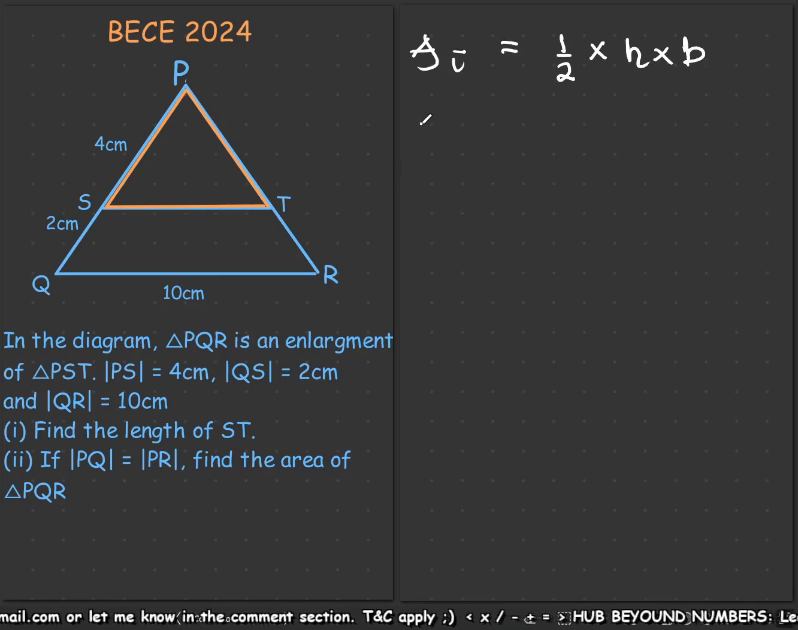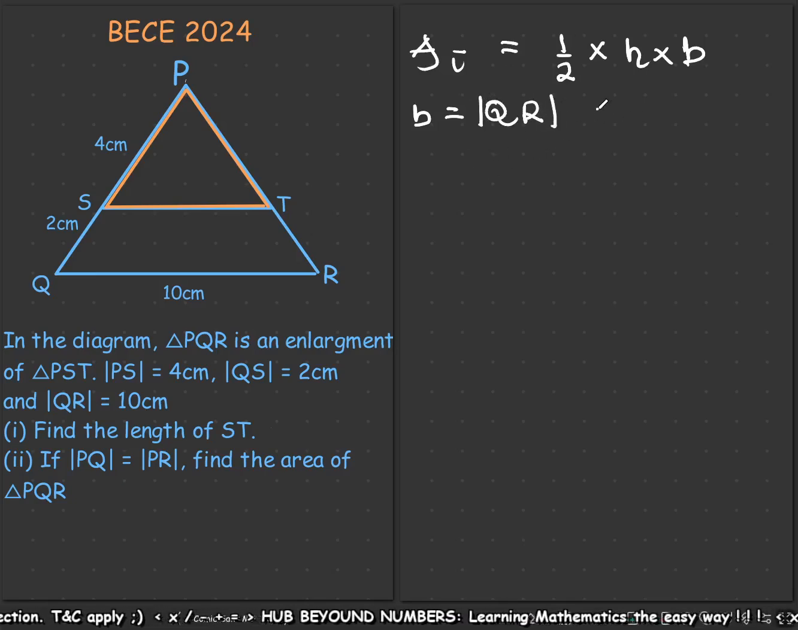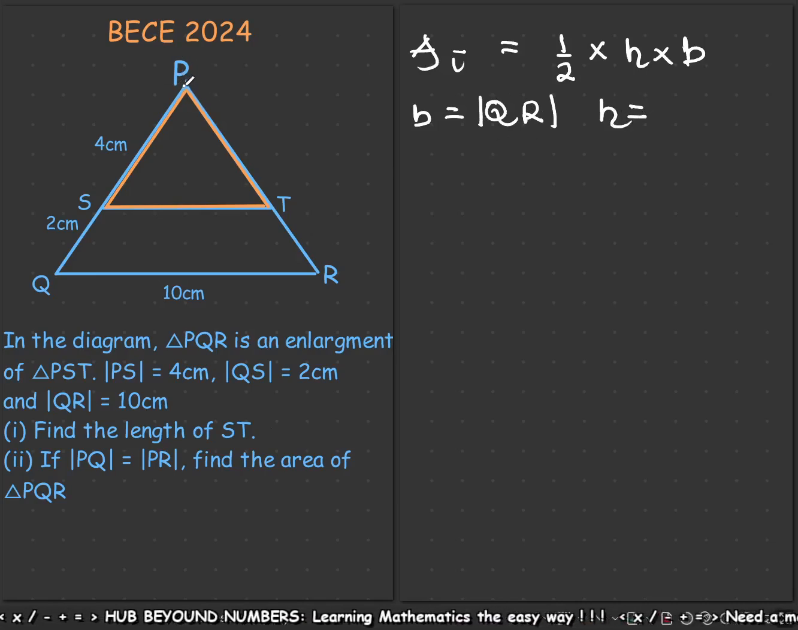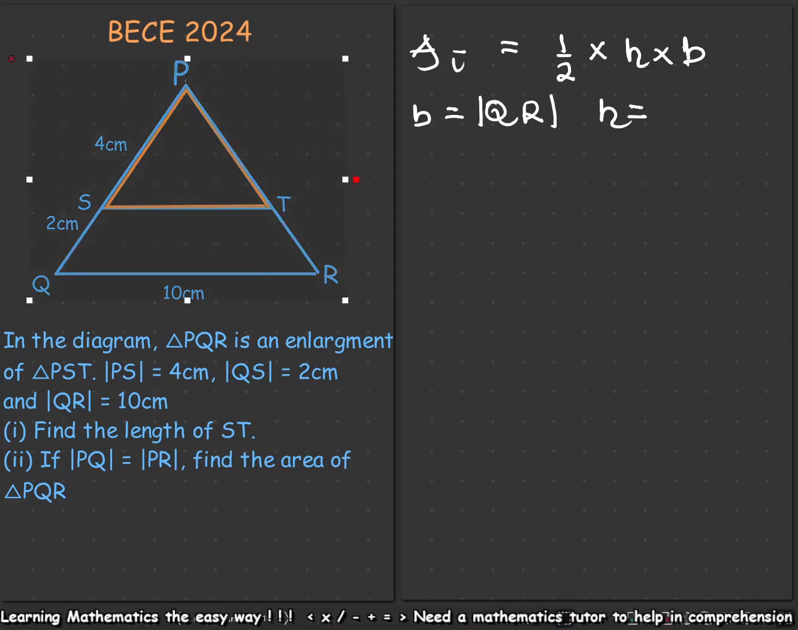And in this case, our base then is going to be what? QR. So QR, you see the length of QR. What then would our height be? Our height would be from P to what? This point over here. Let me take out this triangle and then we can understand what I'm trying to say.